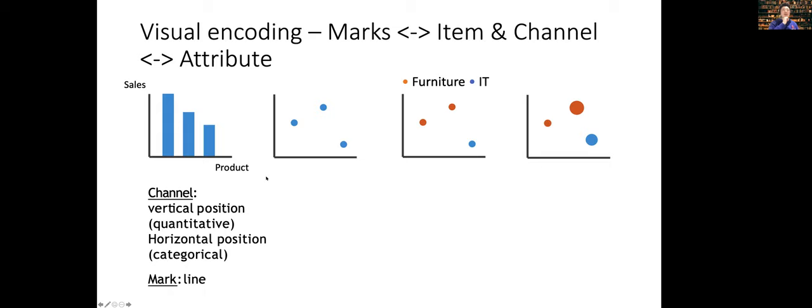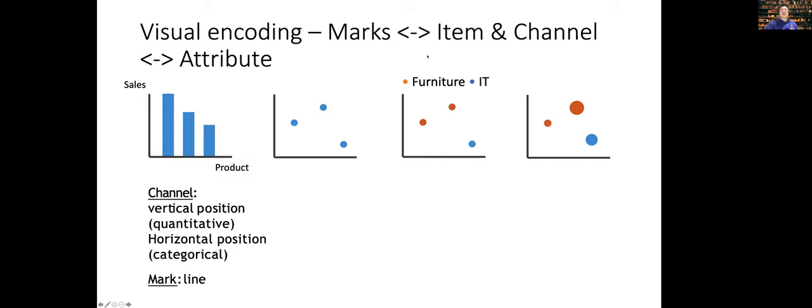Okay. And these are things we're going to come back to a little bit later. It depends on the attributes you want to present, the type. So the sales is quantitative, and the different product is categorical, in the sense that you cannot do any computation or order products natively. And this affects the channels you should be using. Okay, let's try again on this second one.